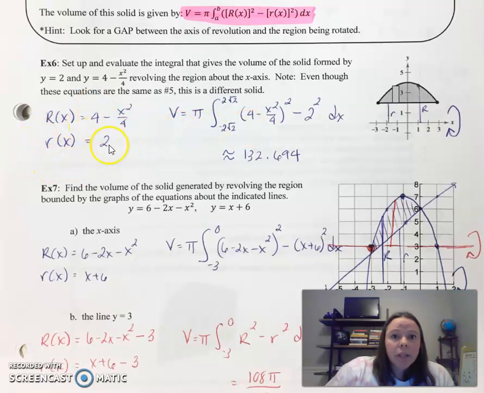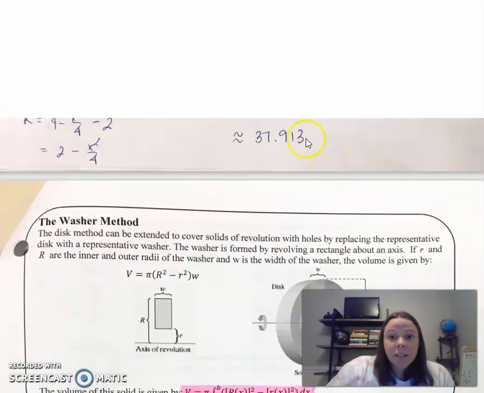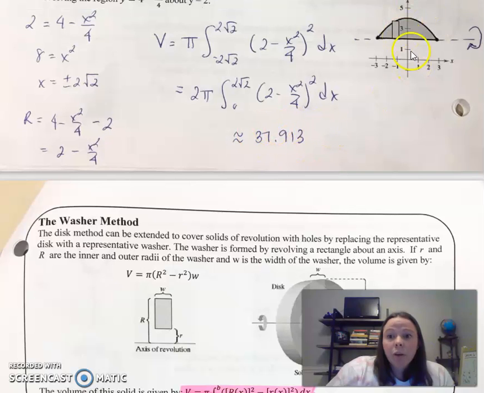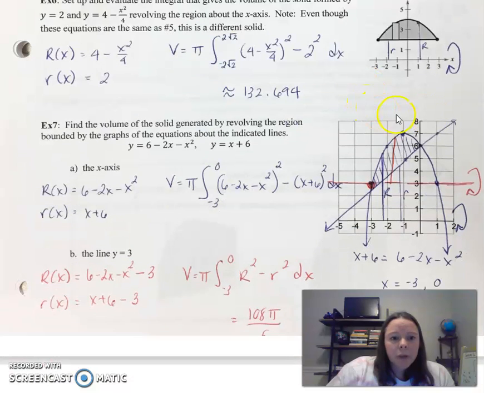And once you've established that, it's not too bad. So pi times the integral, we already found those intersection points from the previous example, and this will be your big R squared minus your little r squared dx. And that's it. And you'll notice you get a different answer because it's a different three-dimensional shape. Here it was just a solid, kind of like a football or a Nerf gun. But in this case, you've got a big hole in the middle. Okay, so let's try another one.